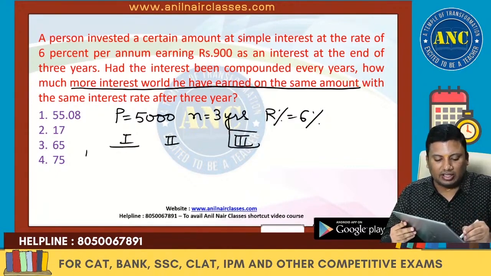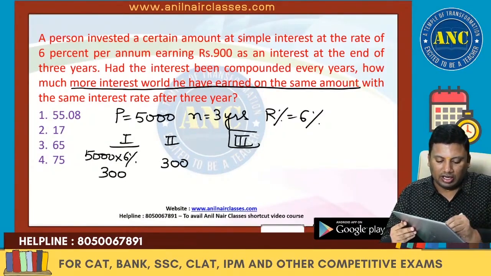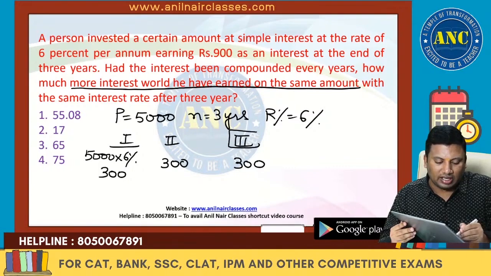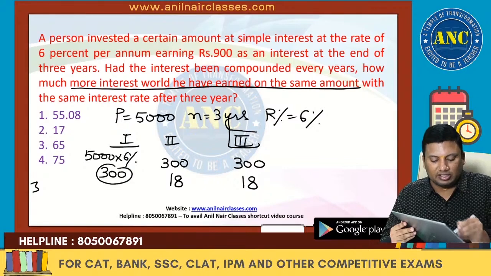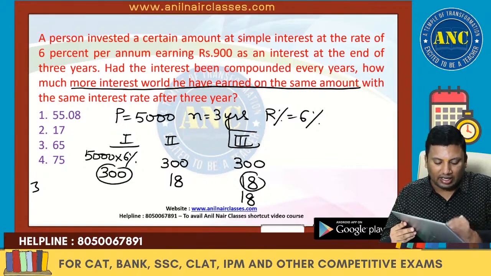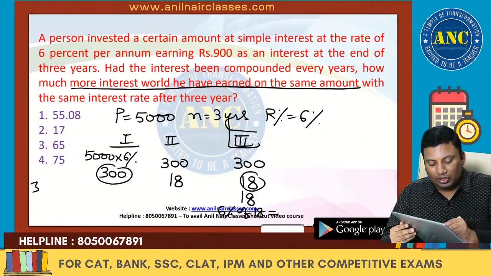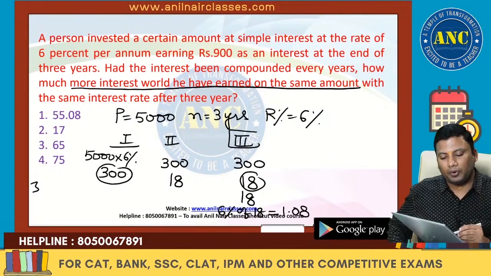First year it is 5,000 into 6%, which is 300. Here also 300. Here also 300. I hope it is clear. 6% of 300 is 18. Here also it is 18. For this 300, 18. For this 300, it is 18. Next one, 6% of 18, which is 1.08.